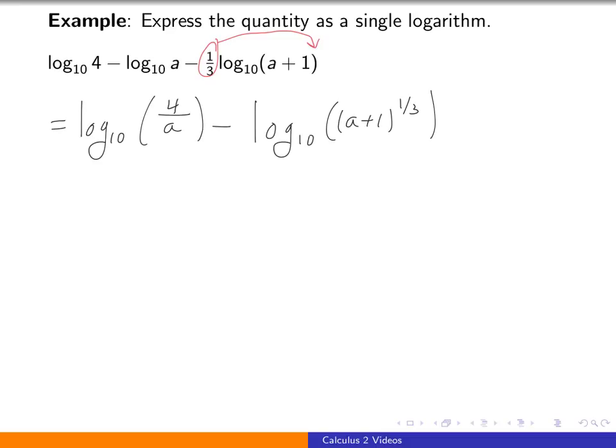Now we once again have a logarithm minus a logarithm, so we can combine that into a single logarithm, where we would have the logarithm of 4 over a divided by a plus 1 to the 1/3, which is really just the cube root of a plus 1.